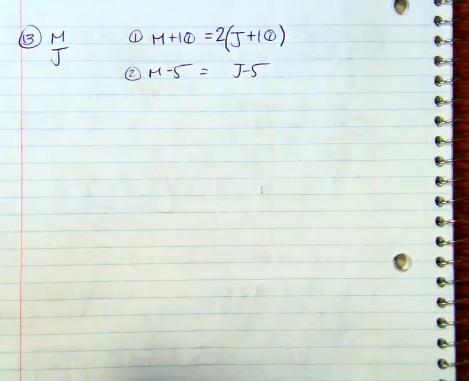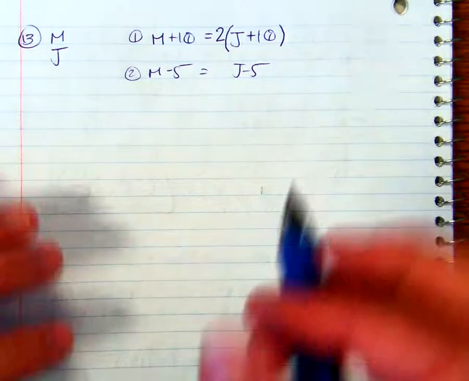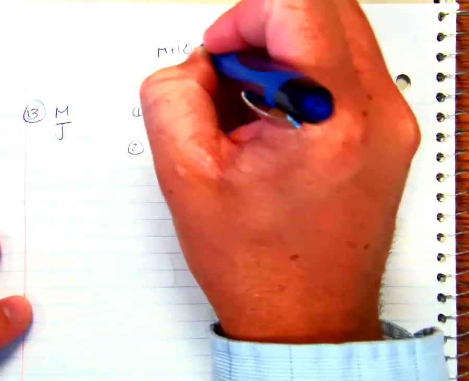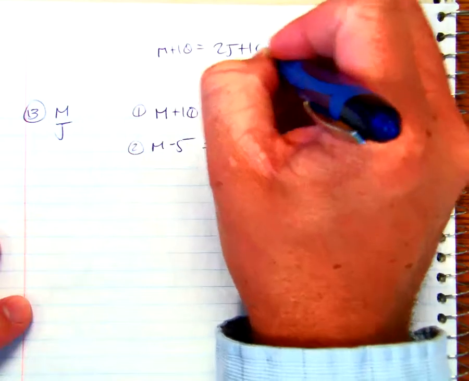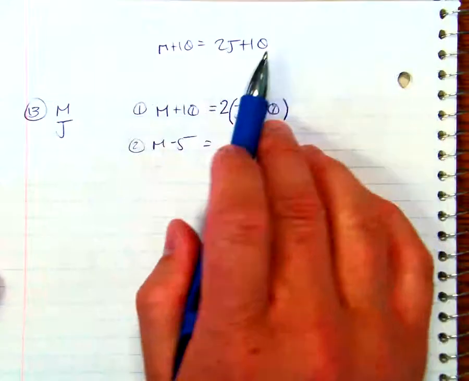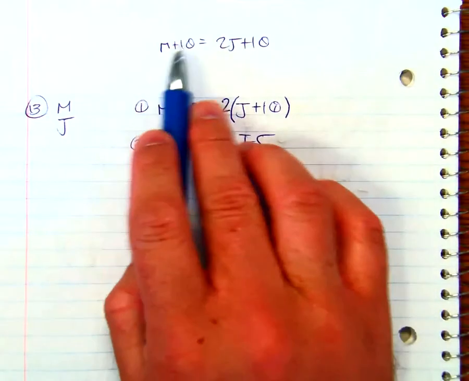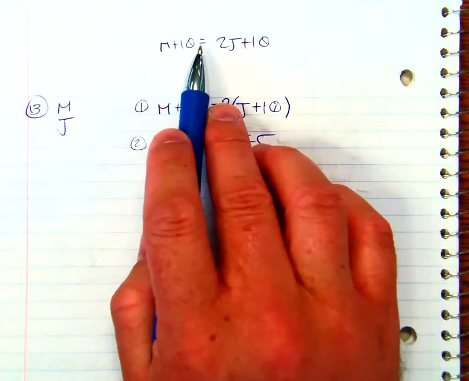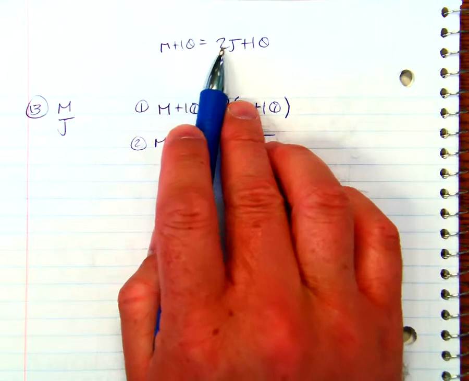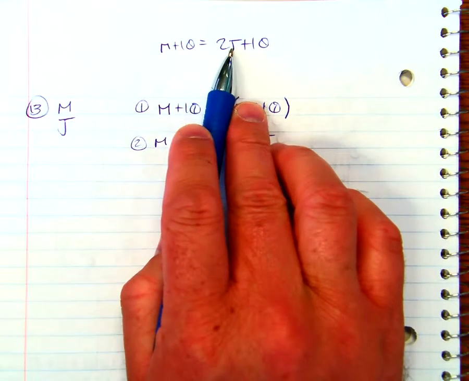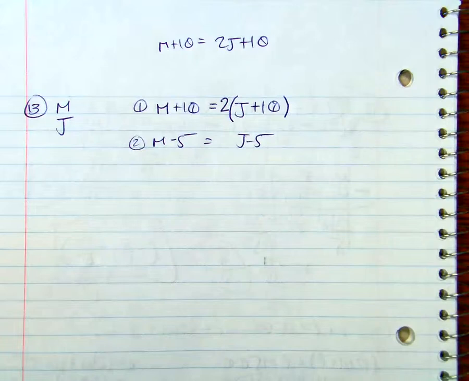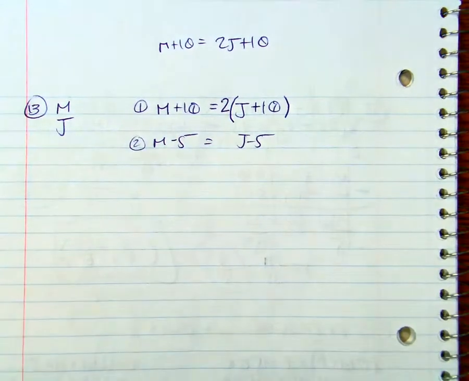What a lot of people do is leave the parentheses out, and I want to explain what that would actually mean. So this is not correct: M plus 10 equals 2J plus 10. These two things do not mean the same thing. The one up here means Matt 10 years from now will be exactly twice as old as Jeff is now, plus another 10 years. So the parentheses do make a big difference.